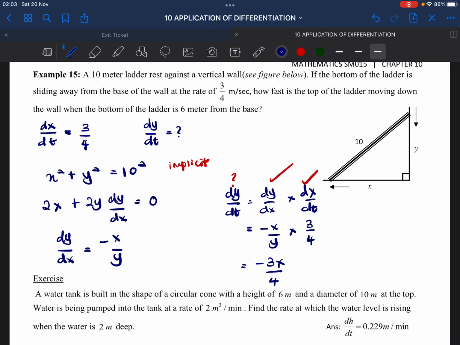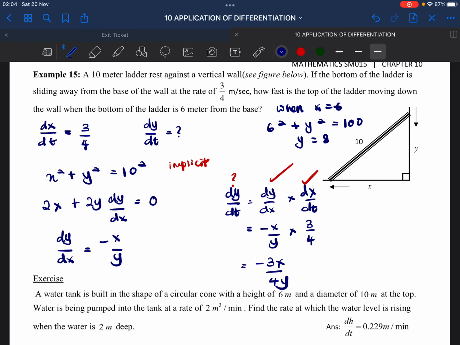Remember the question said when the bottom of the ladder is 6 meters from the base. That means your x is equal to 6. We already have the value for x. So how are we going to find the value of y? Just substitute into this. When x equals 6, you will have 6 squared plus y squared equals 100. So you should get y equals positive 8.